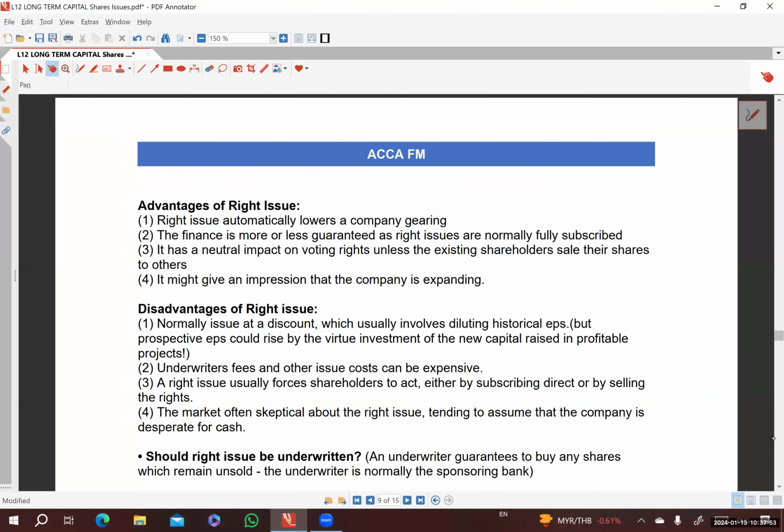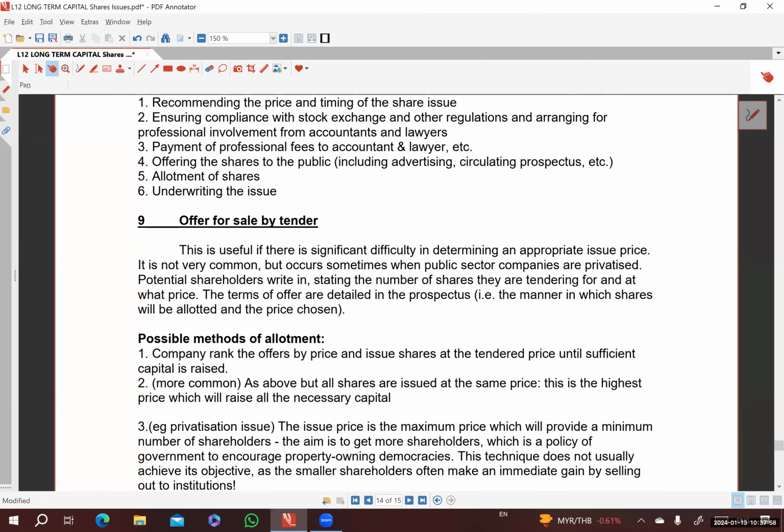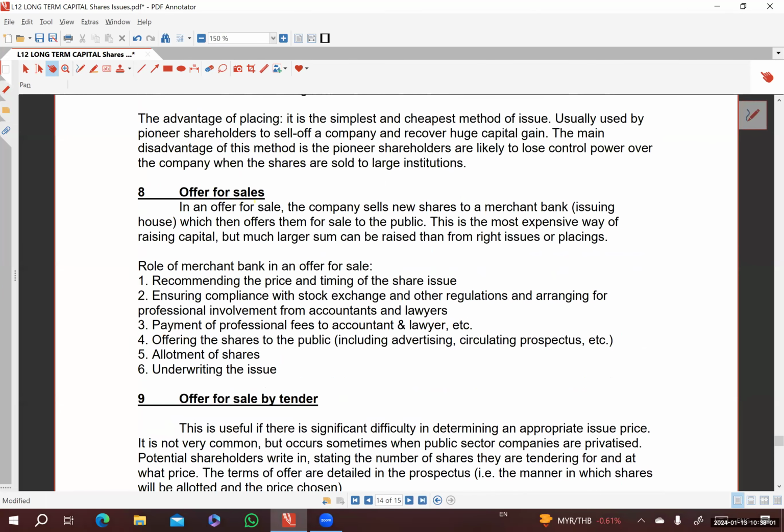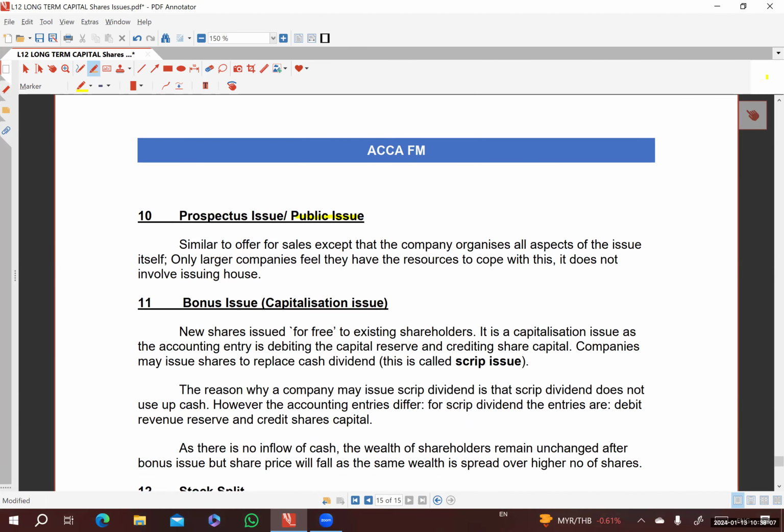So I do a bit of reading here. Offer for sale and public issue, they are similar in that the shares are open to the public. The company will prepare a prospectus, advertise in social media, in newspapers, and it will invite the public to subscribe. Anyone interested to buy the share can fill up the subscription form, then apply. It can be individual, it can be company. So everyone can apply, individual or company.